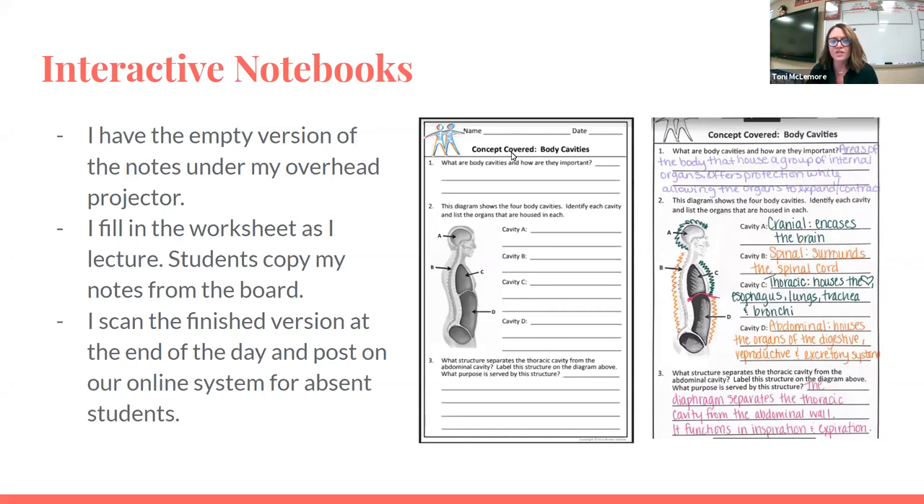So this is kind of what it looks like. This will be on the board underneath my overhead projector. As we start, this was our very first chapter and we're talking about body cavities. I write down the notes as I lecture, and I do this for all three of my Health Science 2 classes, because if I write this ahead of time, they're just copying down the notes and they're not listening to me. So this is just how I lecture.